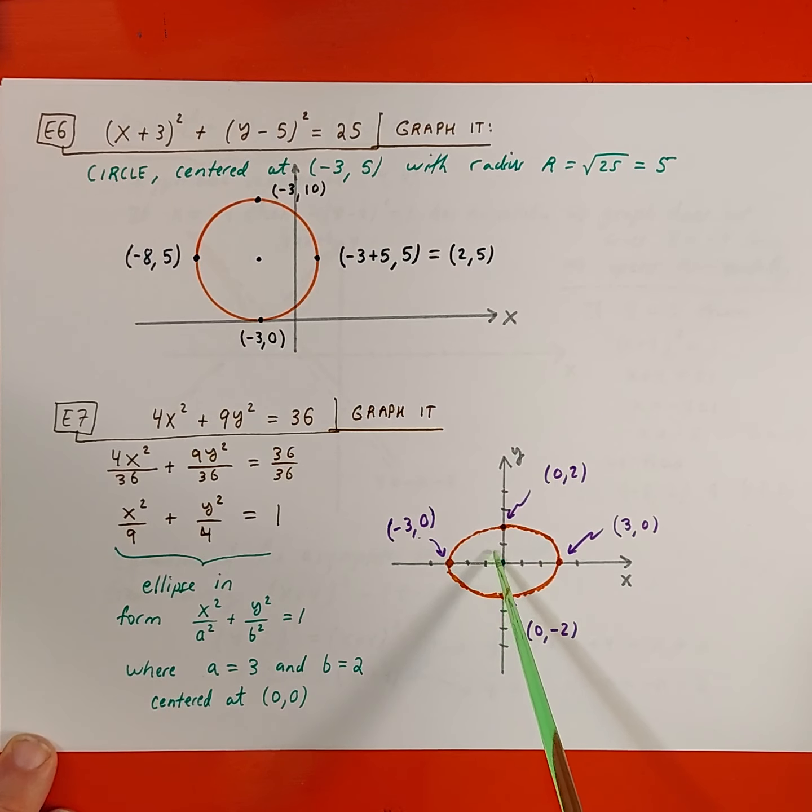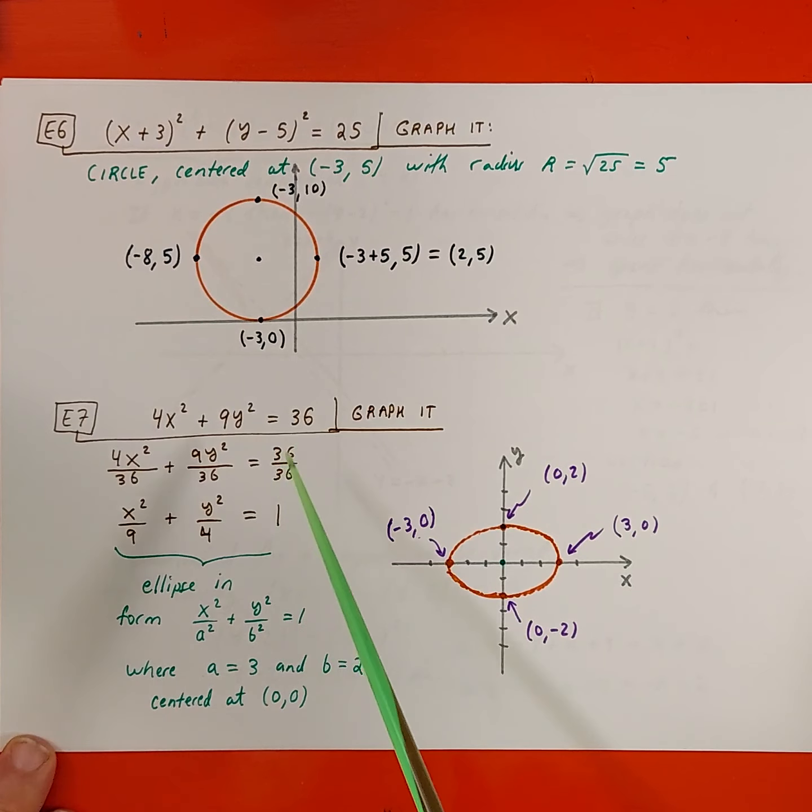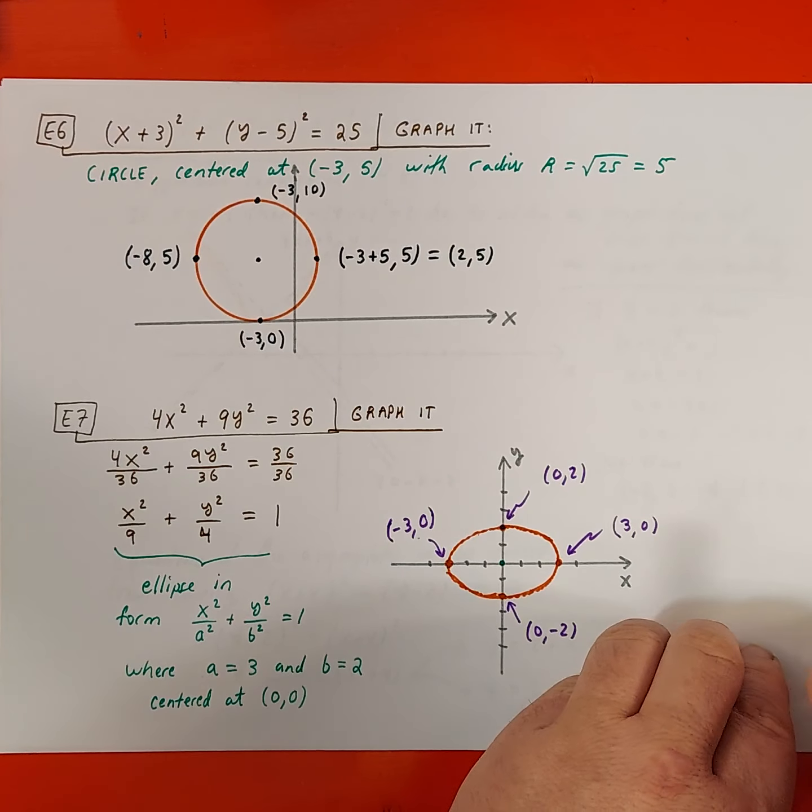And so that gives me this picture. I go plus or minus a in the x, which takes me to 3, 0 and -3, 0. And plus or minus b in the y, which takes me up to 0, 2 and down to 0, -2. And that's how we can graph an ellipse. You go to the center and you go plus or minus a and plus or minus b, and that gives you the four points, and then you can use your imagination to see what the rest of the thing looks like.